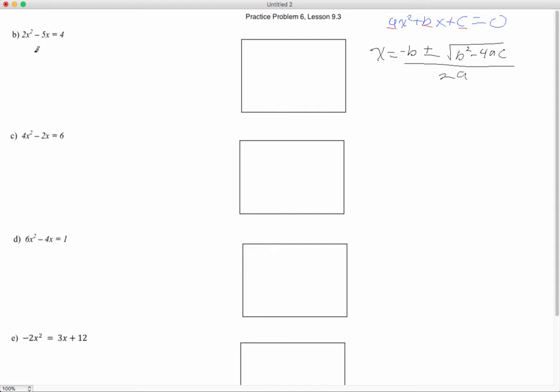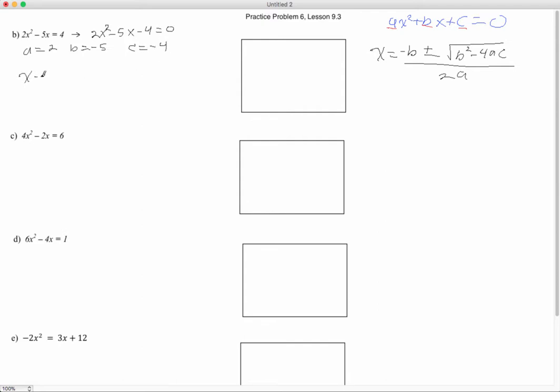First thing we got to do is get it set equal to 0 to identify a, b, and c. So rearranging this one, it would be 2x squared minus 5x minus 4 is equal to 0. So a is equal to 2, b is equal to negative 5, and c is equal to negative 4. Very important you keep the sign with the number, okay?